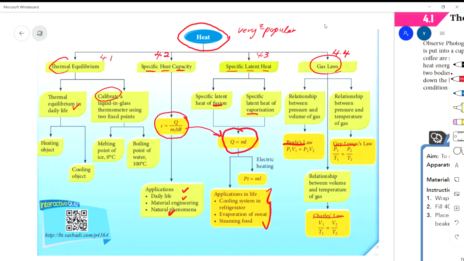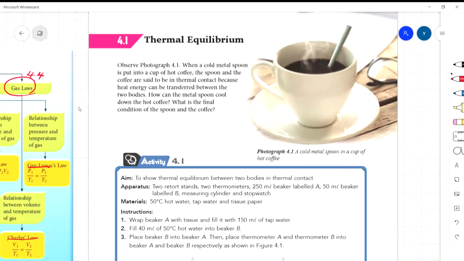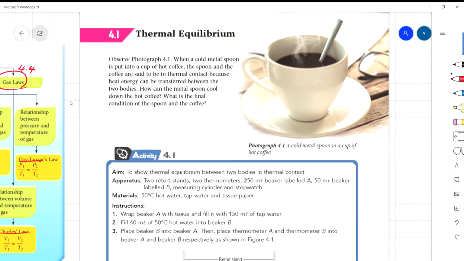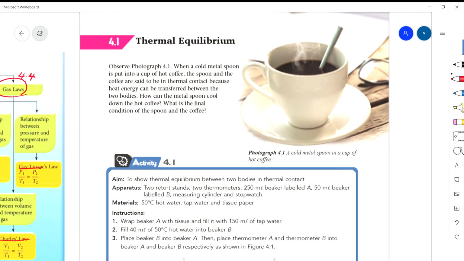Back to our lesson today, 4.1, thermal equilibrium. Make sure you have your textbook with you. This is what happens in our daily life, so everyone knows. Let's say you have a metal spoon in a hot coffee. What happens if you touch the spoon? You will feel hot. Why? Because the heat from the boiling coffee is transferred to the spoon.